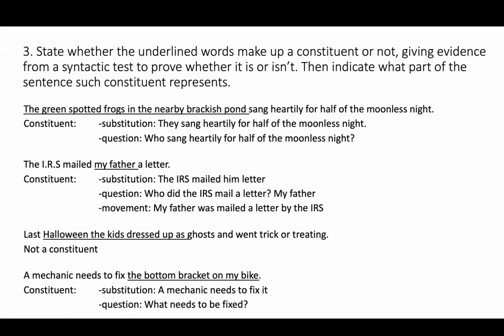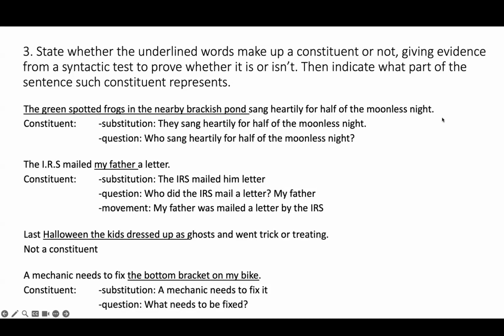For the second sentence, we did the same thing. The IRS mailed my father a letter. We knew that my father, in this case, is the indirect object. That's the function of that constituent in this sentence. And we proceeded to substitute it with him in order to determine if it was a constituent or not. It worked, so definitely it was a constituent.